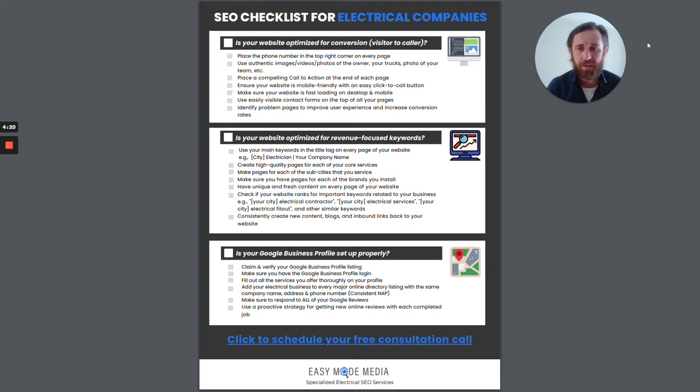Fill out the services you offer throughout your profile, and add your electrical business to every major online directory with the same company name, address, and phone number. This is consistent NAP, NAP being name, address, and phone number. It needs to be identical across all mentions of your business online.